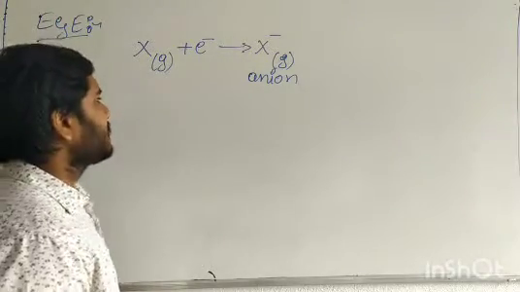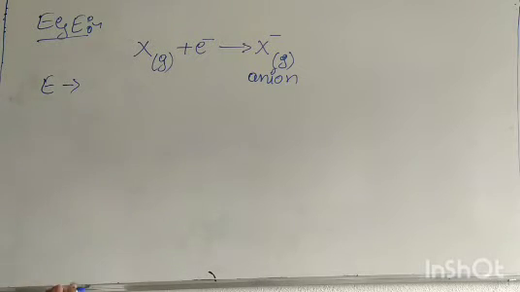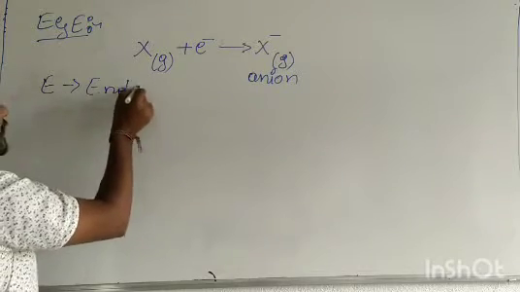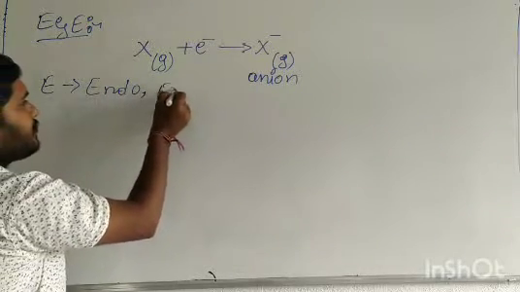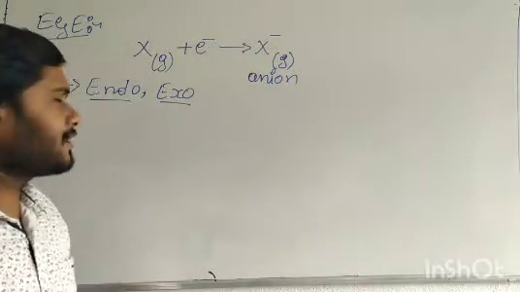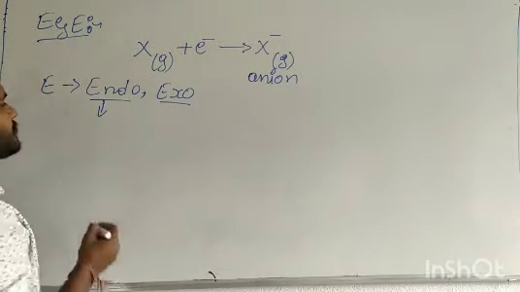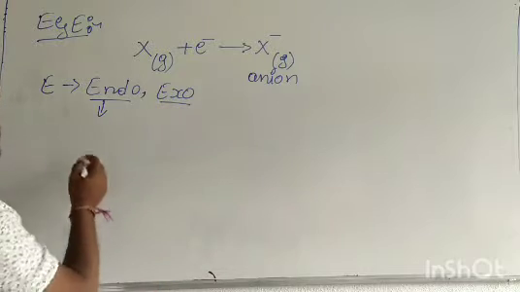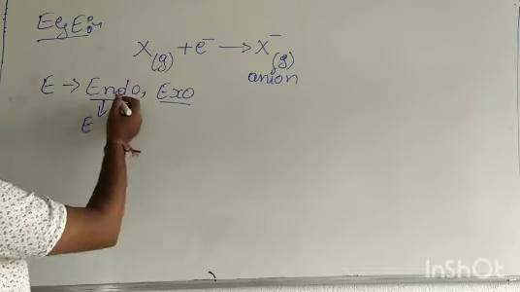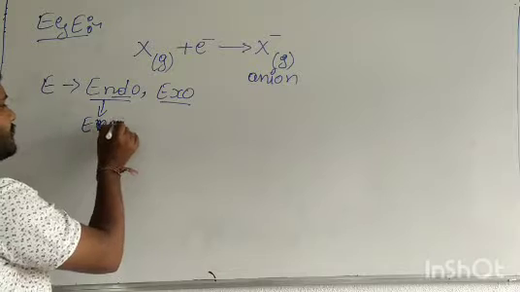Based on the nature of the element, your electron gain enthalpy is endothermic or exothermic. Here, what do you mean by endothermic and exothermic reactions? That is what you have to know. An endothermic reaction means we are supplying some amount of energy. That means this kind of reaction needs some energy.